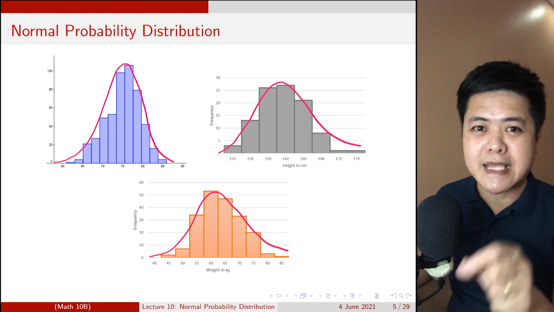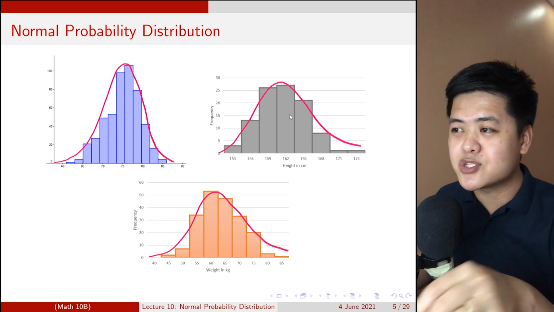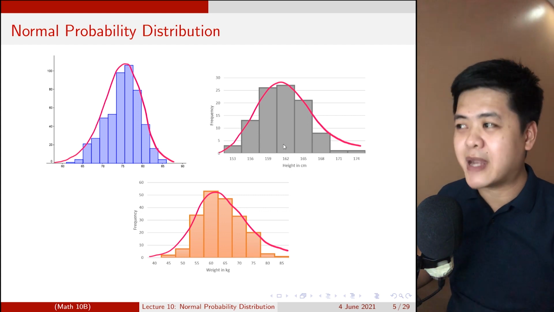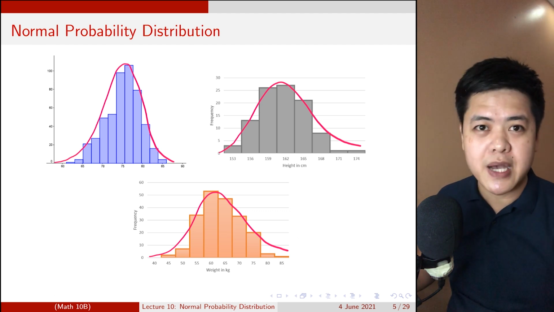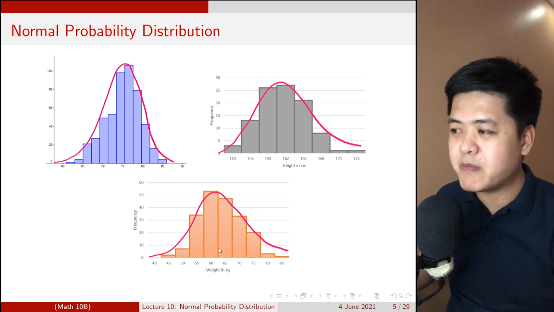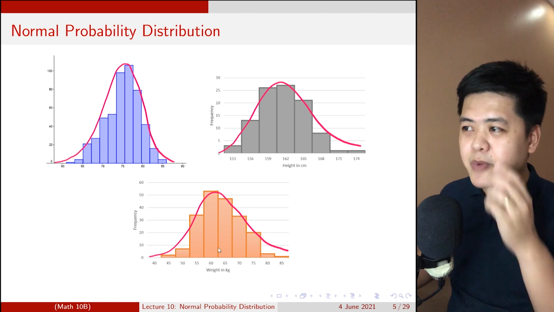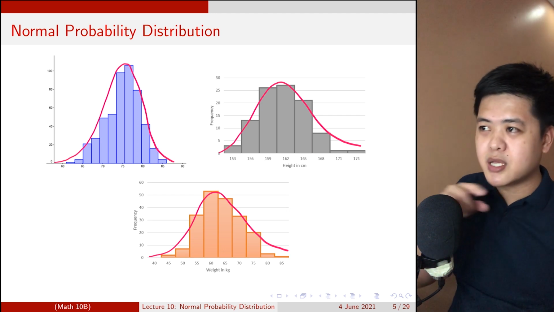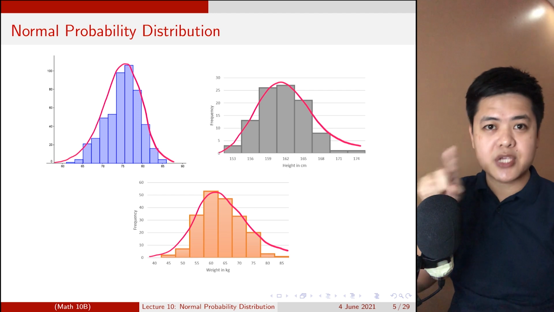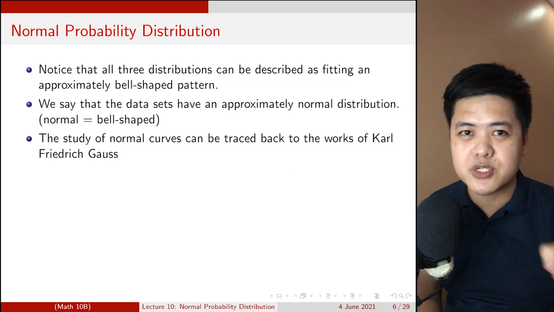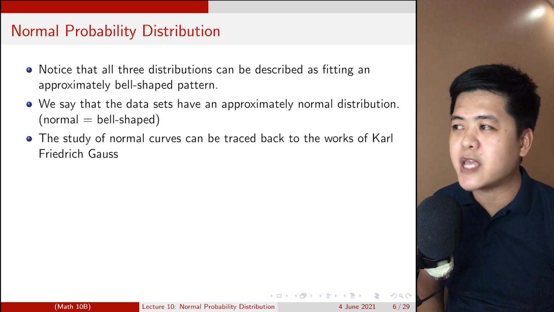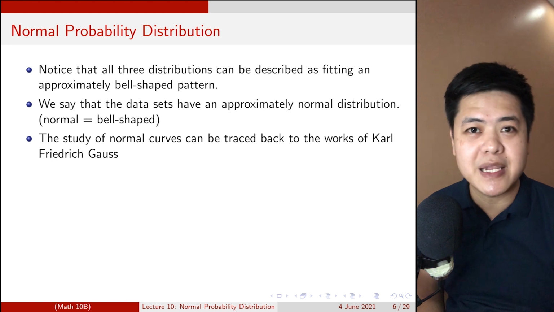So, imagine niyo kung pinadami natin yung mga estudyante na kumuha ng exam, tapos pinadami natin yung mga adult males na kinuhanan natin ng height, tsaka yung mga adult females na kinuhanan ng weight. It will somehow approach that particular curve or shape. So, for those type of datasets, yung nag-approach ng parang bell-shaped curve, okay? We say that those datasets are approximately normally distributed.